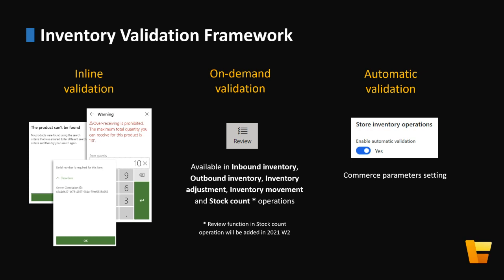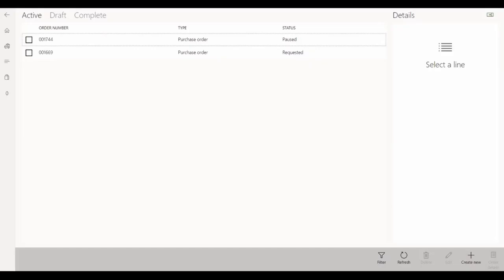And lastly, in headquarters commerce parameters, you also have an option to configure point of sale inventory operations to enable automatic validation. With that parameter enabled, upon submitting the document from point of sale inventory operations to headquarters, the system validation will be automatically executed. Now, let's watch a video that uses the inbound-outbound operations to demonstrate the review function.